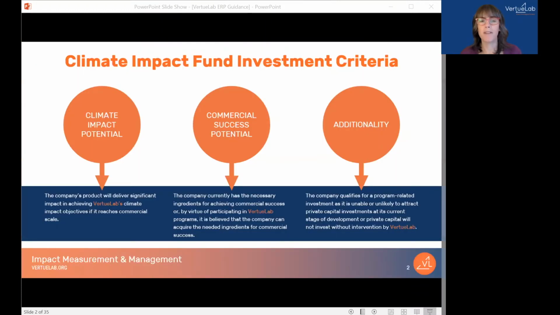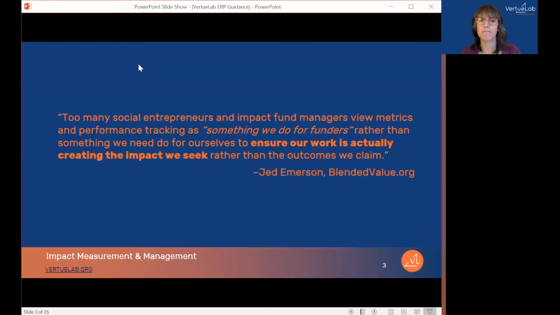So our Climate Impact Fund at VertueLab has three key criteria for its investments: climate impact potential, commercial potential, and additionality. Most likely, if you're watching this tutorial, it's because of the requirement to demonstrate climate impact potential. But I would encourage you to take a step back a moment to reflect on the broader value it can have for your company. If your company, like VertueLab, has a mission to make an impact with your work, measuring that will be a critical part of ensuring that you're achieving that objective. And getting that feedback is a key part of informing your strategy and growth.